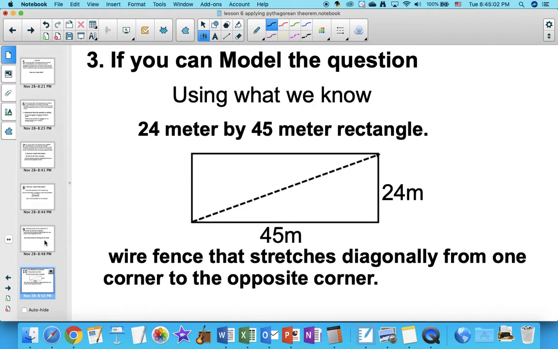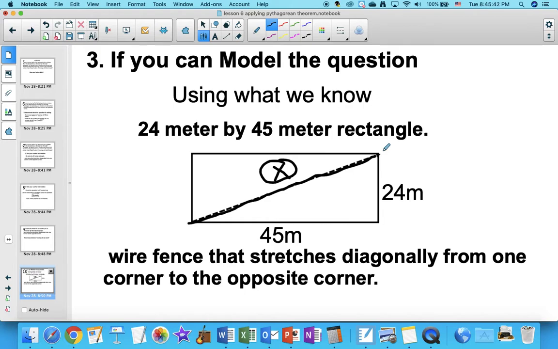So, step 3, model it. Using what we know, we have a 24 meter by 45 meter rectangle right here, like this, right? That's it. And then the second part of the useful information is we have a fence that goes diagonally from one corner to the other corner. And the question is asking, from step 1, how long is that fence? Or in this case, what is the length of this line?